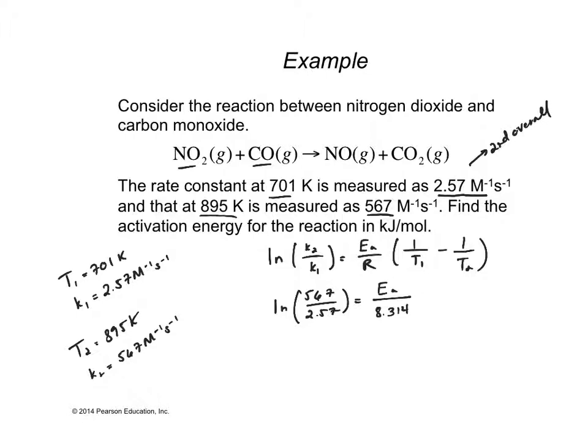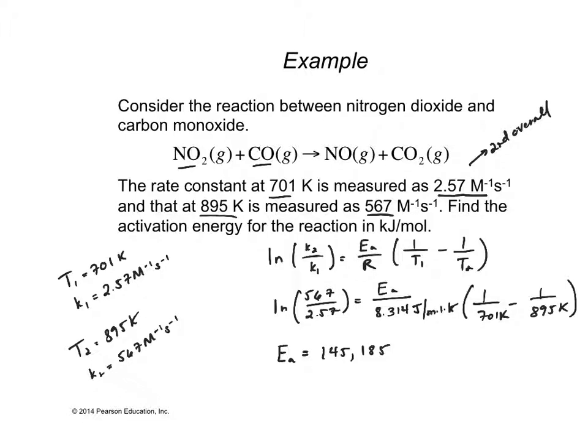8.314. And what are the units there? Just as a note, joules per mole Kelvin. This is going to be times 1 over T1. T1 is 701 minus 1 over T2, which is 895, Kelvin and Kelvin. Okay? So we multiply everything out, take the ratio of this, take the ln, and we solve for an activation energy equal to 145,185. What are my units?